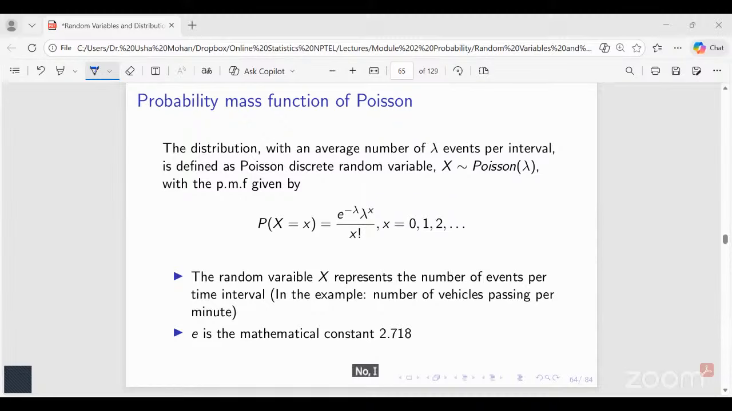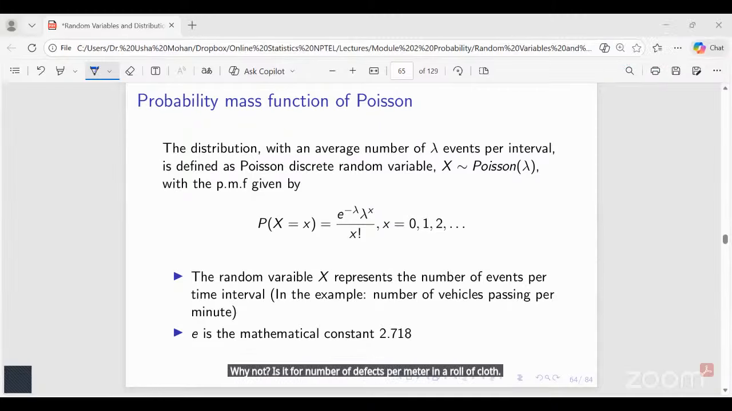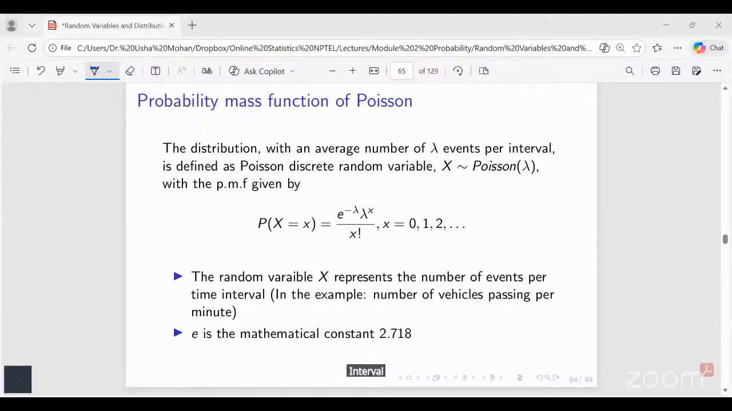Ma'am, not Poisson distribution. Why not? Because it is not defect time per dependent. The number of defects per meter in a roll of cloth. That is an interval of space. Is it Poisson or is it not Poisson? Ma'am, that's Poisson. It is Poisson, an interval of space.